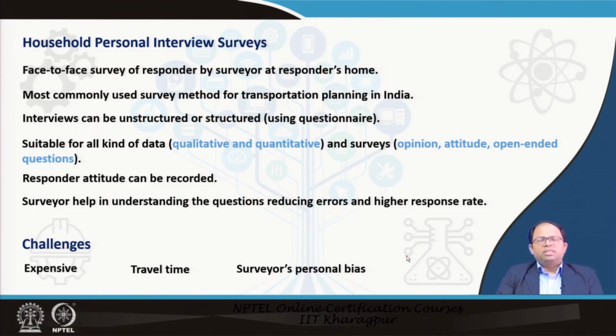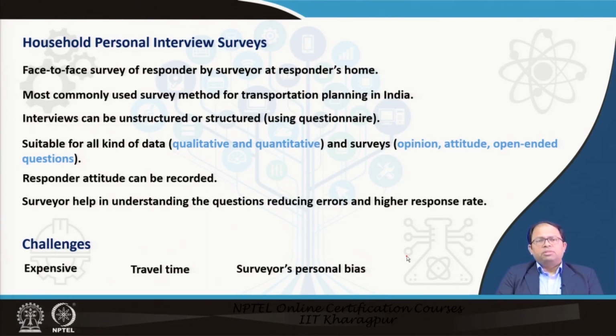And because the surveyor is in front of us, the questions could be easily explained to the people whom we are surveying, and this actually reduces errors or also increases the response rate for this kind of survey. But challenges, as you can understand, when we send a surveyor to a person's household, it takes a lot of time, so it is expensive.